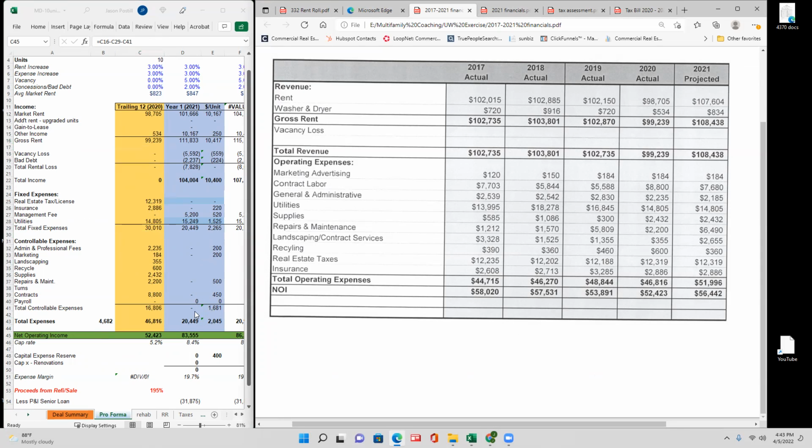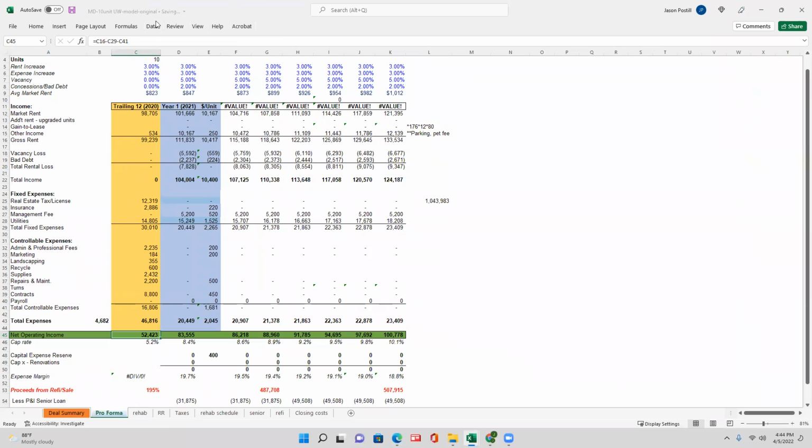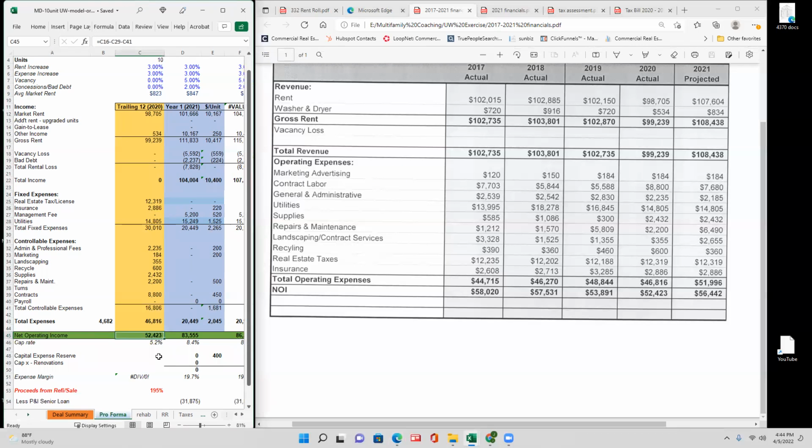So now we save. So we did that. It's a 5 cap at $1 million, 5.2, and that's how we figured that out. And Maryland's a 5 cap market, so that's probably accurate.